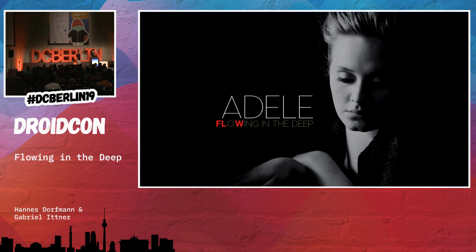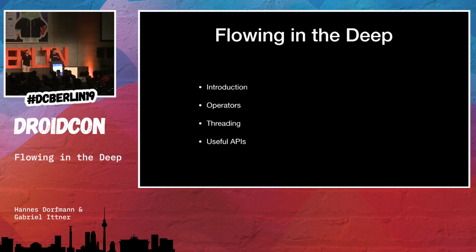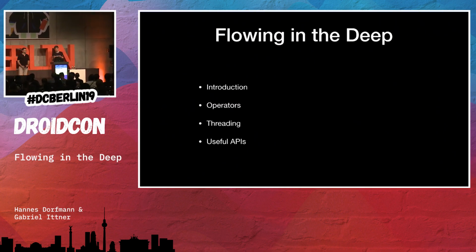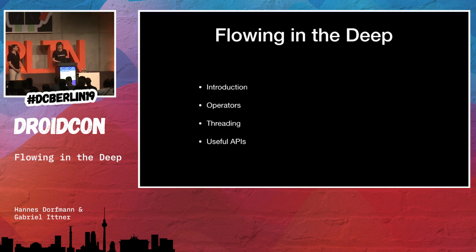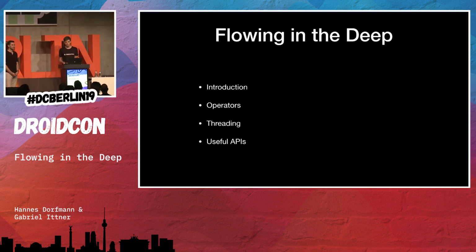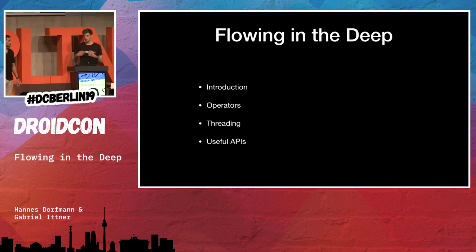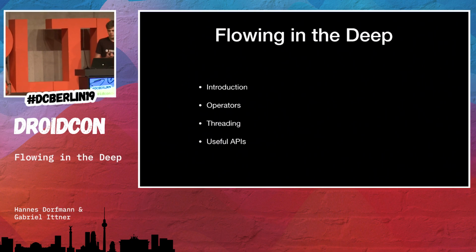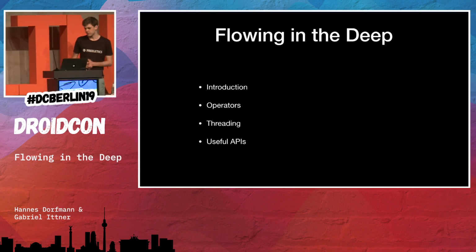So yeah, we are actually here to talk about Flow and to give you an introduction into it, what it is, why you should use it or want to use it. We will talk about operators on Flow, how they look like, how they work, threading, which is always an important topic for event streams, and we will finish it off with some useful APIs that you will want to know about if you want to use Flow.